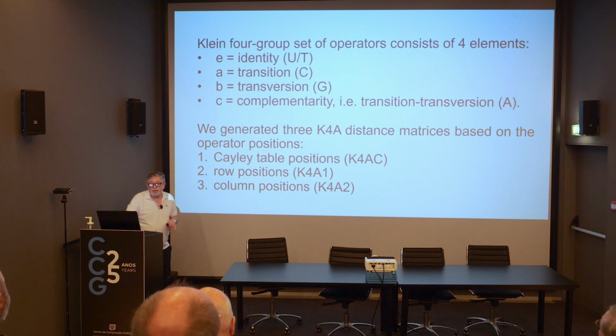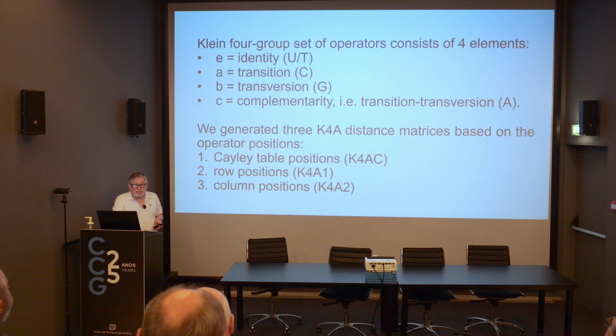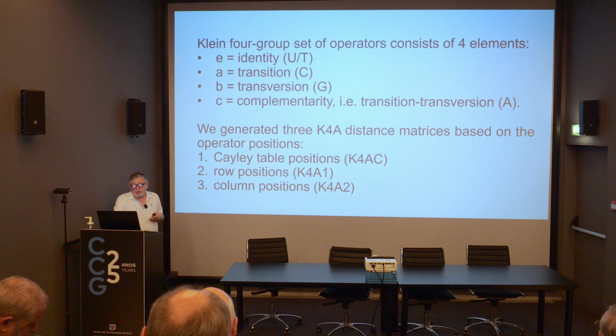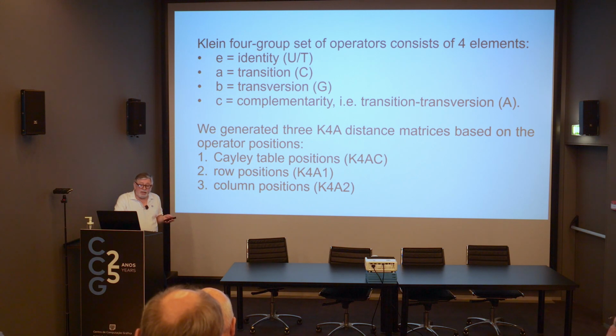First, we have a set of operators of 4 elements: E, A, B, and C. Identity, transition, transversion, and complementarity. And we will show how those operators generate distance matrices concerning Cayley table positions, row positions, and column positions.